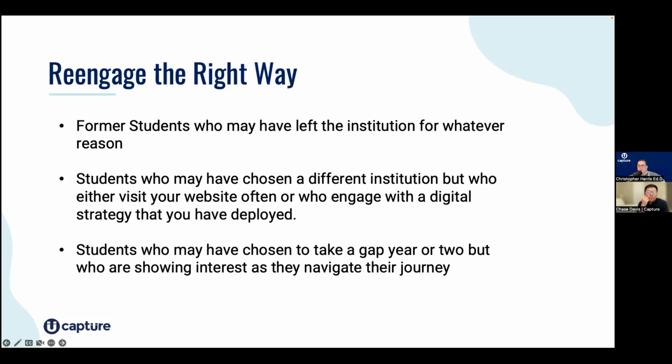Or students who may have chosen to take a gap year. We have a number of students who are taking a gap year right now, especially when COVID hit. And we're still seeing that as a thing, I guess, is that students are definitely taking a gap year and wanting to know when they can come in, how they can come in, and does that change their enrollment status?